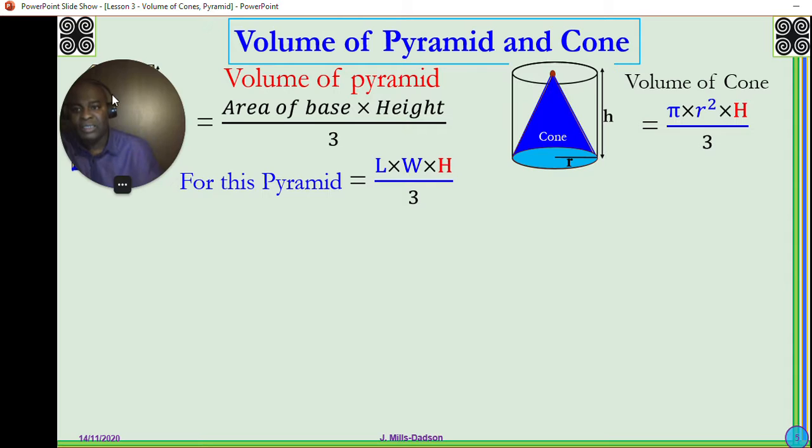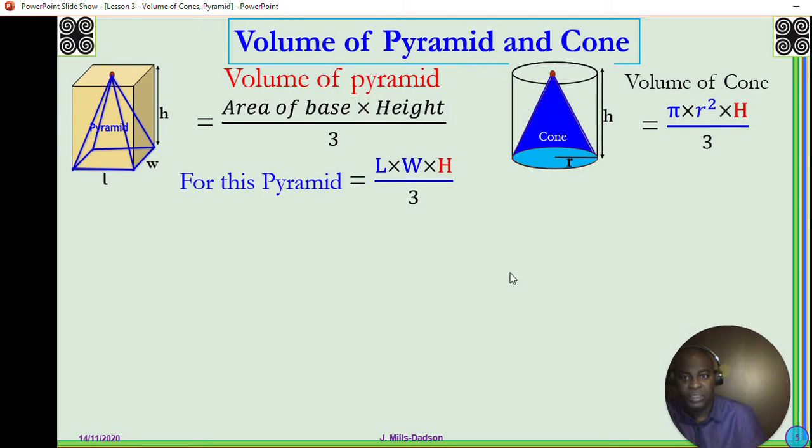Now let's look at examples. Area of base times height divided by 3 is for a pyramid. For a cone, the area of base, which is pi r squared, times height divided by 3. So imagine it fits inside a cylinder. That's the prism that a cone fits in.